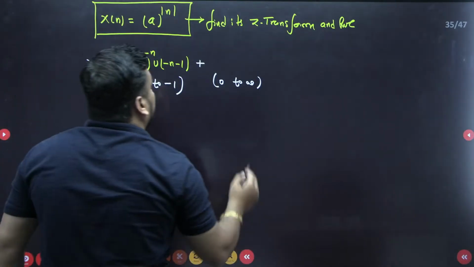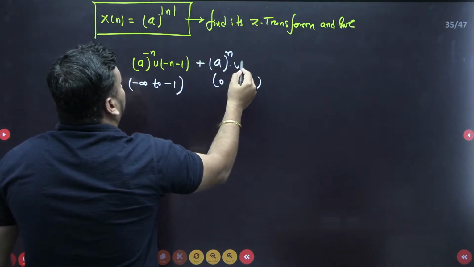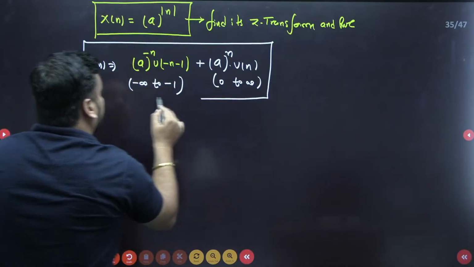Similarly, for 0 to infinity, n is positive, so the mod gives a positive value, and here u of n. I can write like this, yes or no? Yeah, I can write like this.